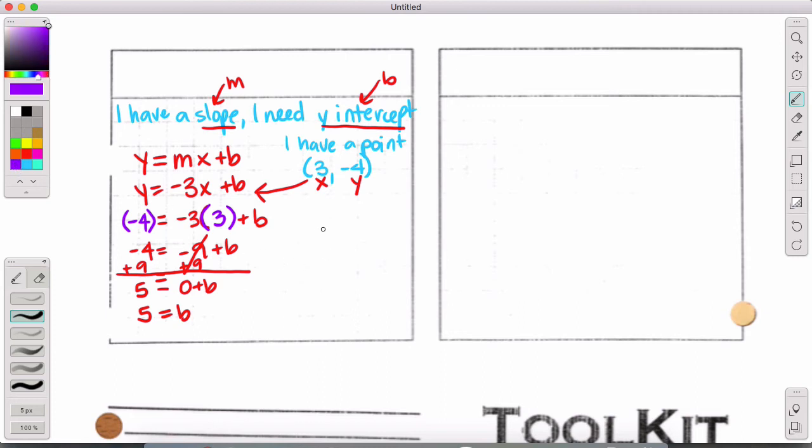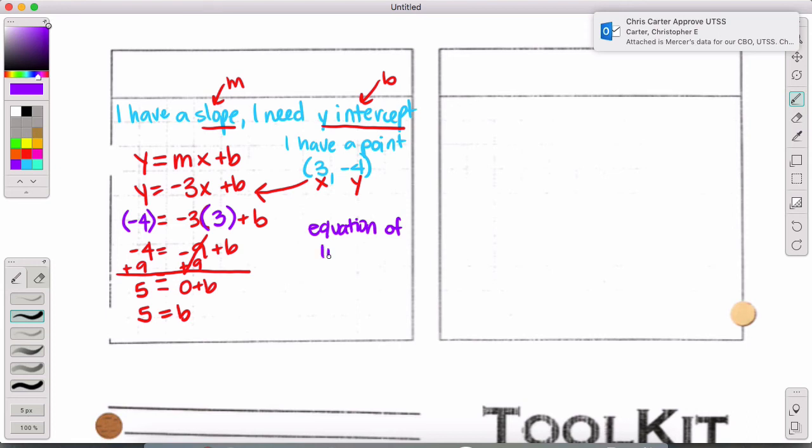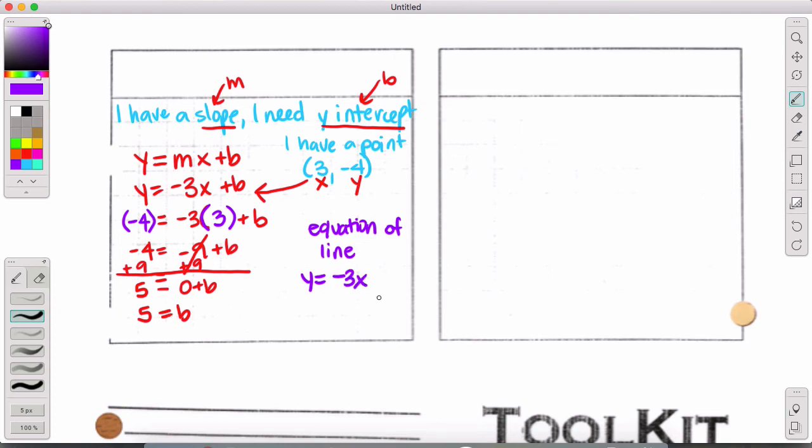So then I'm going to write here, it says determine the equation of the line, so I'm going to write equation of line is y equals, slope was negative 3, and I found my y-intercept, it is 5. So there's my answer. I'm going to put a box around it because that was the whole point of the question.